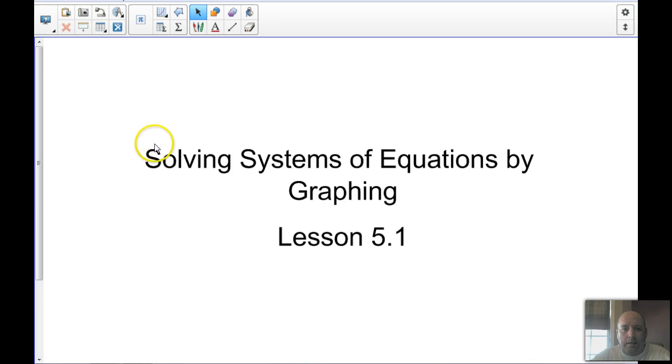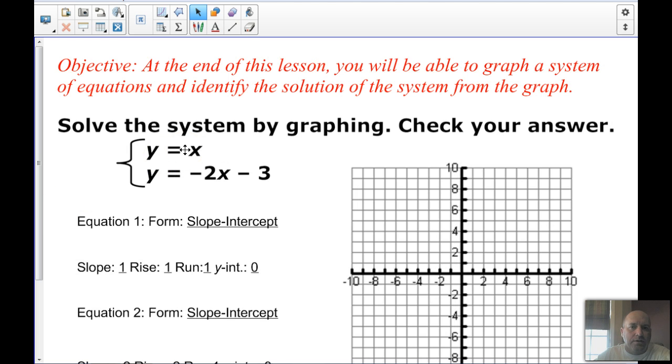Welcome back. This is the second part of 5.1, solving systems of equations by graphing. We're going to go immediately to the second objective: by the end of this lesson, we're going to be able to graph a system of equations and identify the solution to the system from the graph. We know how to graph equations, so the idea is that we're going to graph two equations on the same coordinate plane.